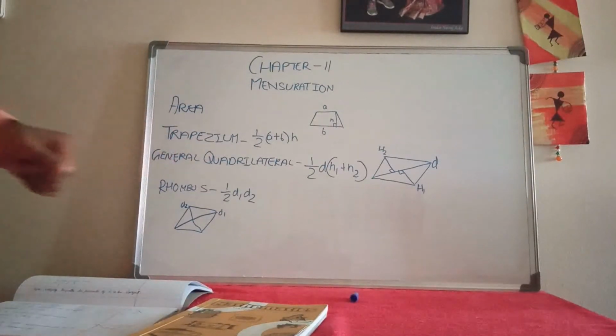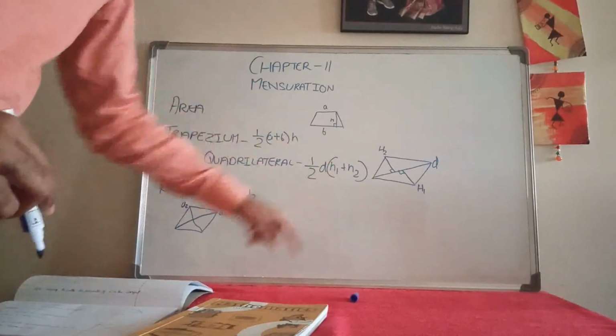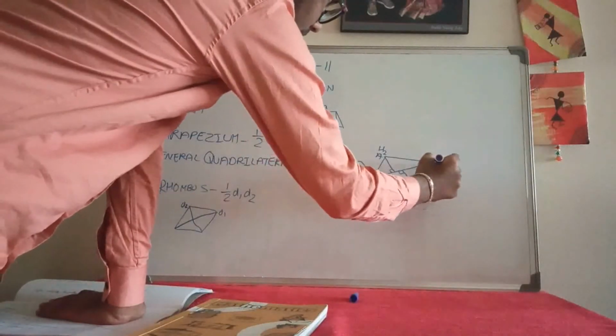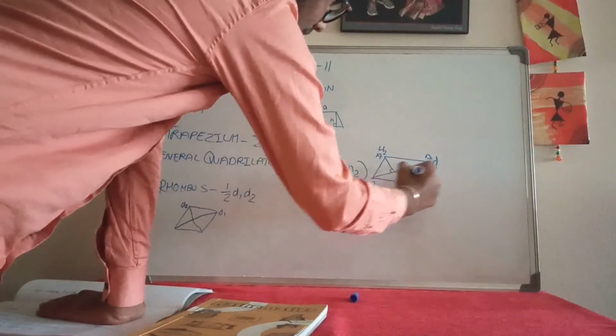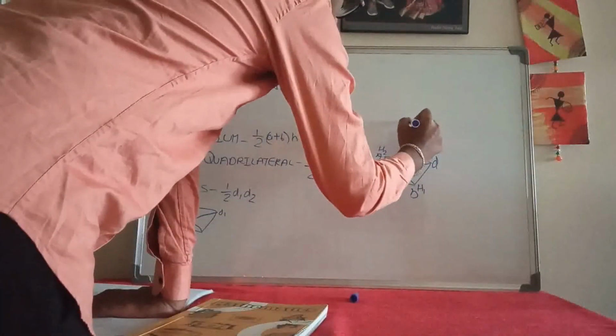Now talking about general quadrilateral, it's 1 by 2 into its diagonal into h1 plus h2. h1 is this perpendicular. Now take this to be a, b, c, d. Then this diagonal connecting c and d is a diagonal. This cd is a diagonal.